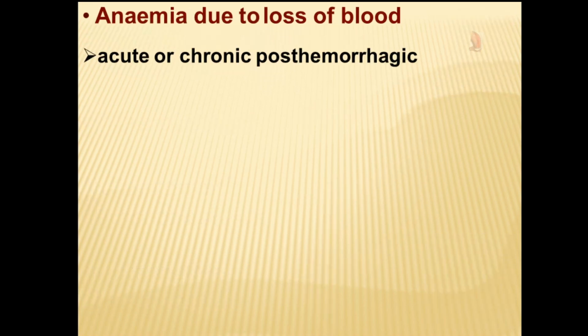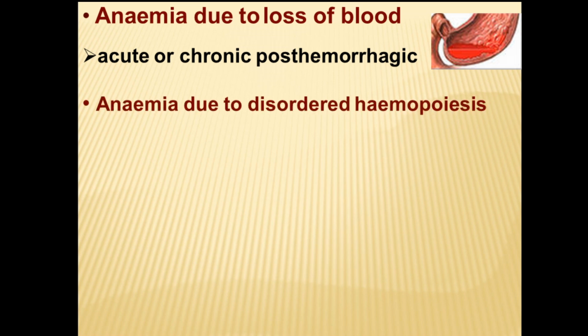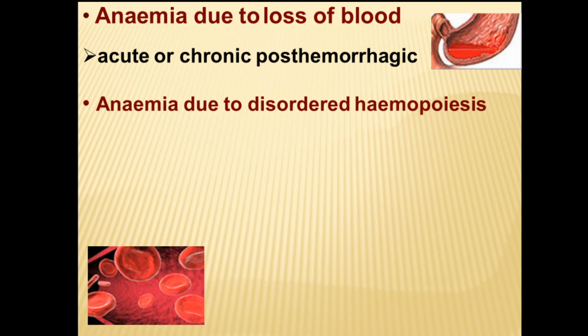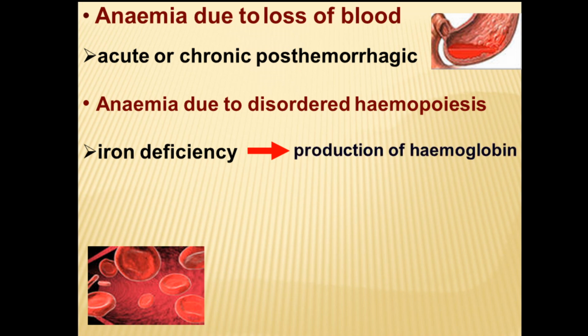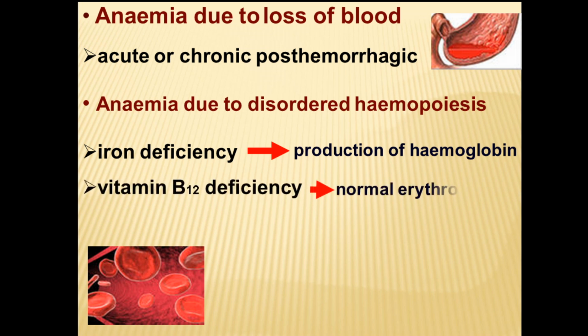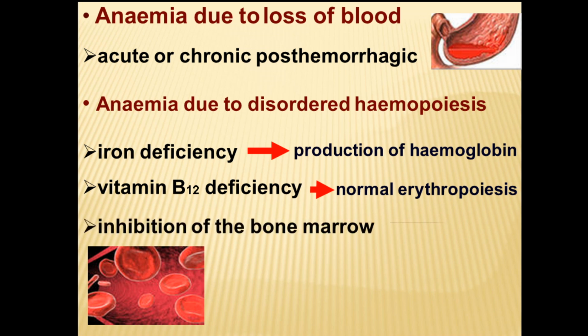If we are talking about anemia due to loss of blood, first of all, it is acute or chronic posthemorrhagic anemia. It's more often met in our clinical practice. Anemia due to disordered hematopoiesis is divided into two main types: iron deficiency, when production of hemoglobin is restricted, and vitamin B12 deficiency, when normal erythropoiesis, in other words maturation of red blood cells, is disturbed.